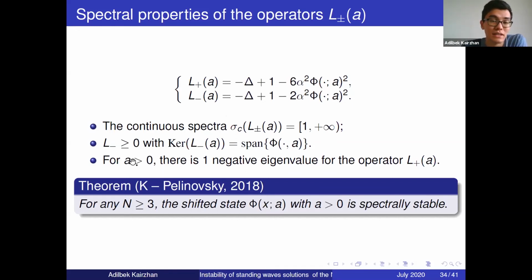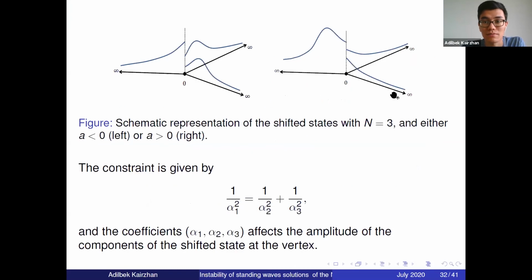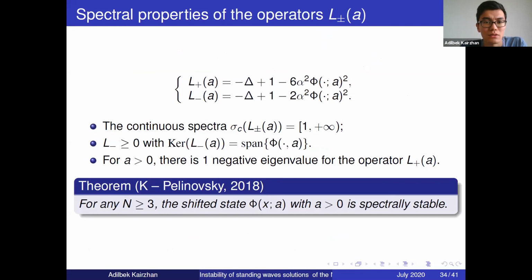And here there are two cases. First is a less than 0, another is a greater than 0, but we're interested in the case a greater than 0. It's this case when you have just one bump and all the other edges are without bumps. For a greater than 0, we have one negative eigenvalue of the operator L plus. And we found that in this case, the shifted state is spectrally stable. I won't talk about spectral stability now. It's just the result, and it distinguishes this case from the other cases, because all the other cases are spectrally unstable. But here it's spectrally stable, and it's interesting to work with, because later we'll see that even though it's spectrally stable, it's nonlinearly orbitally unstable.